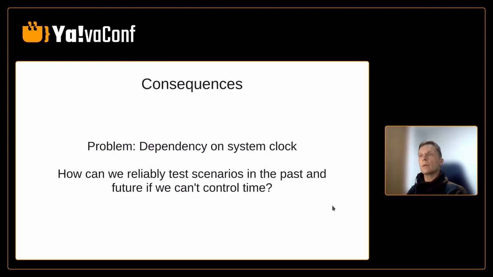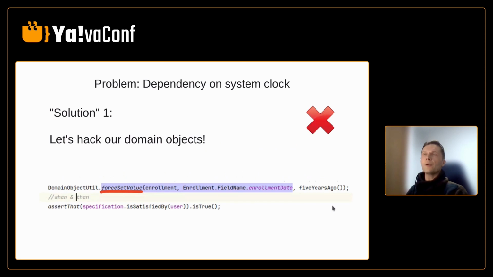Now the very big question appears in front of us. How can we reliably test scenarios in the past and in the future if we can't control the time? We have some solutions, and maybe you will see or remember doing something like this in your code bases. Now we are talking a little bit about testing. We have some domain code, and now we would like to test it. And then we will use some reflection. We will hack our domain objects.